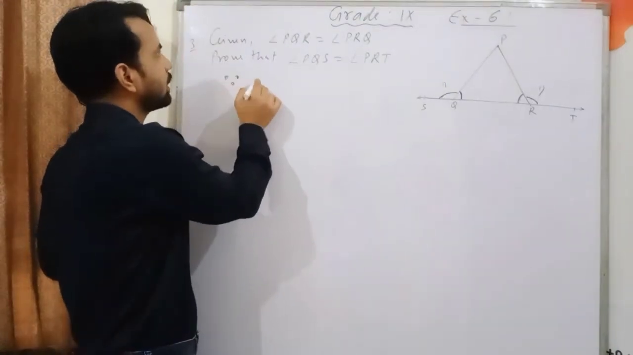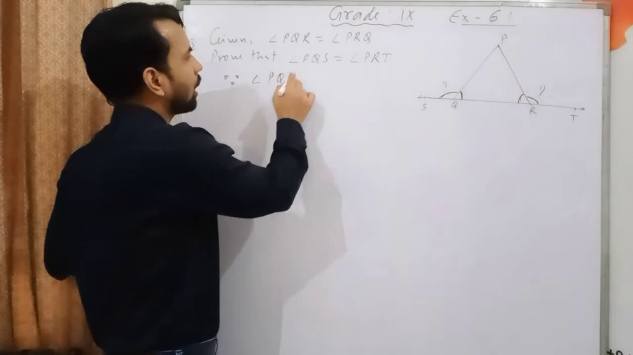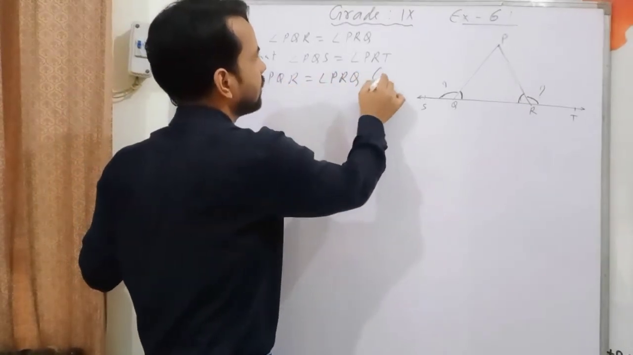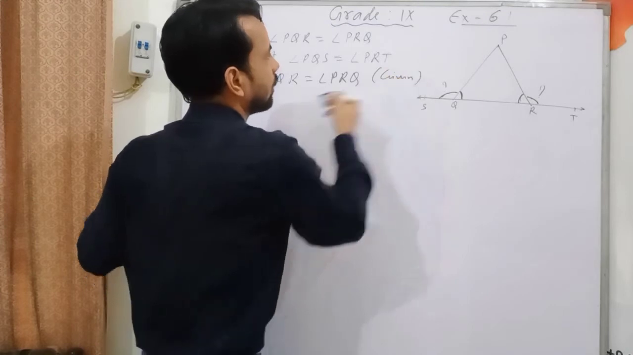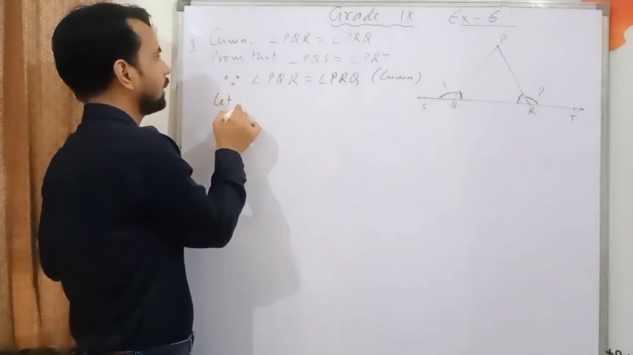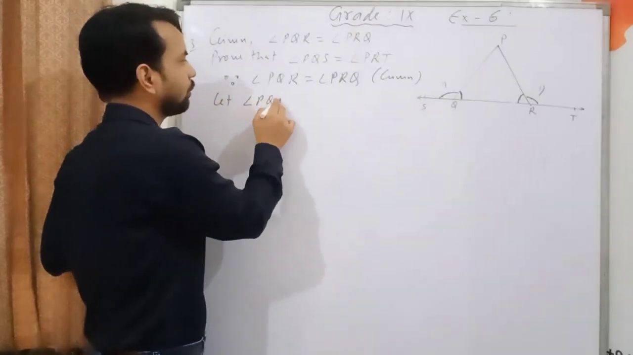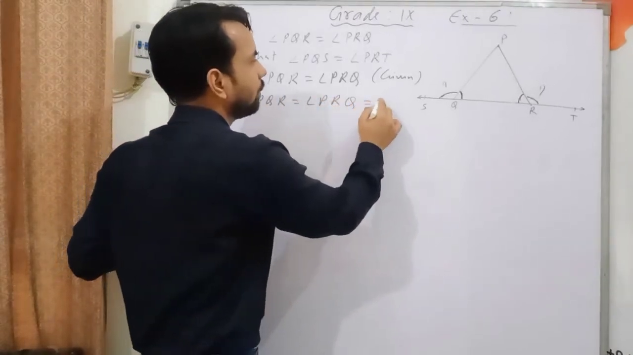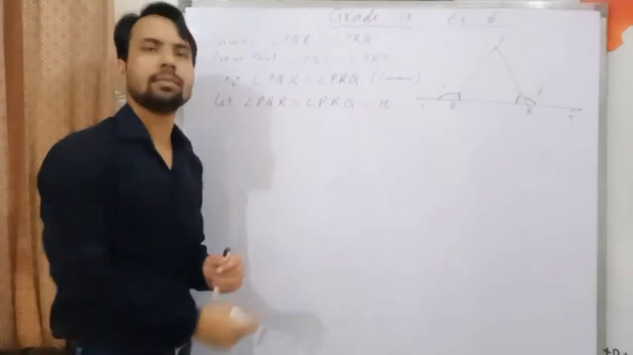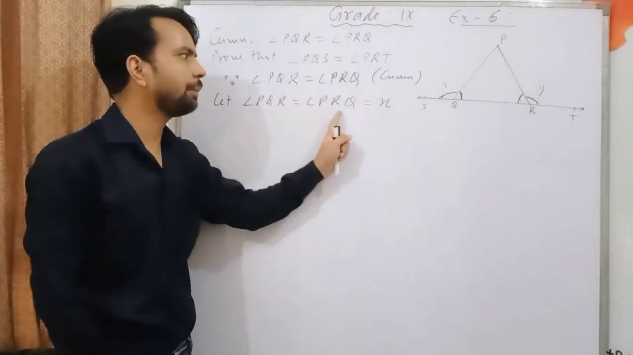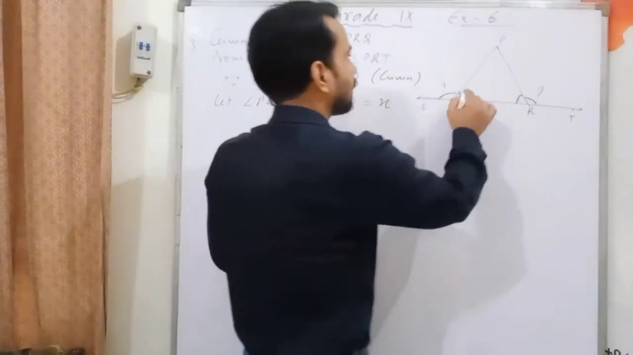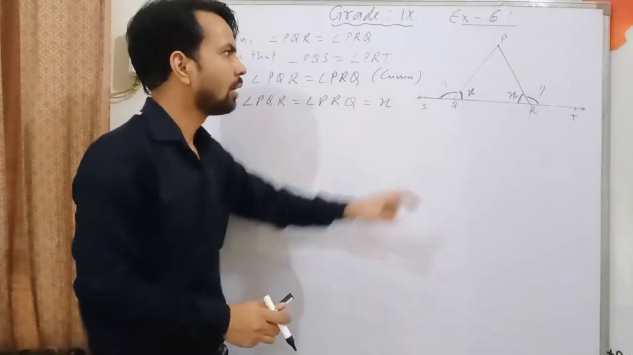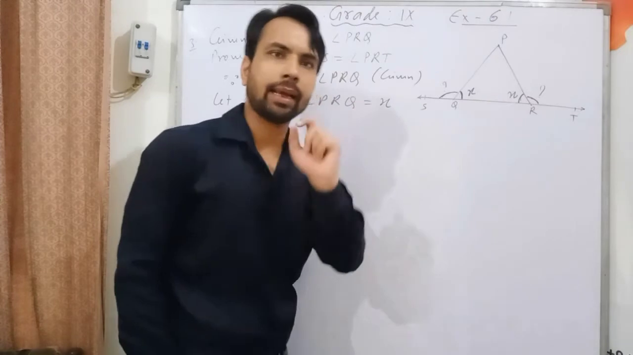Since this is given, angle PQR equals angle PRQ. So we will consider, let angle PQR equal angle PRQ, both are equal, and let it be equal to x. हमने मान लिया कि PQR and PRQ both will be x. So consider this angle is x and this is also x because both angles are equal. So the values of both the angles are x.